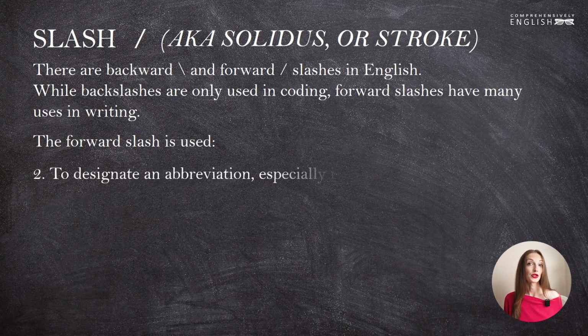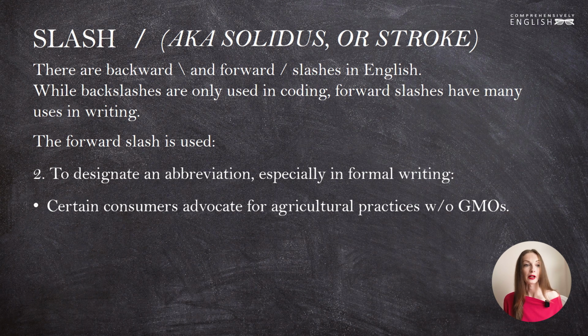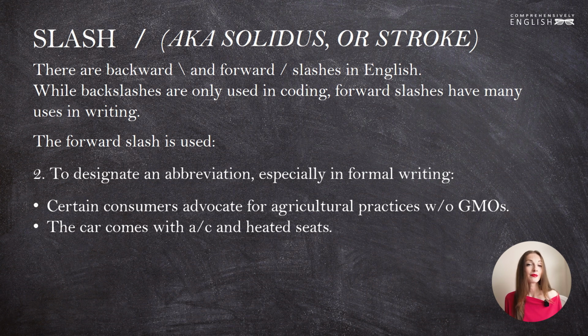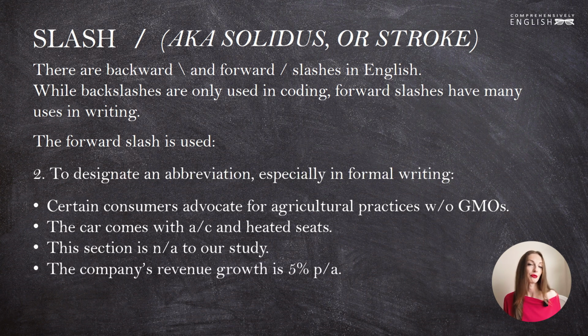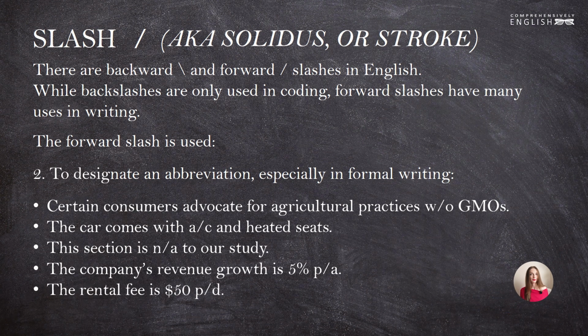The forward slash is also used to designate an abbreviation, especially in formal writing. Certain consumers advocate for agricultural practices w/o GMOs. W/O is an abbreviation for the word without. The car comes with A/C and heated seats. AC stands for air conditioning. This section is n/a to our study. The company's revenue growth is 5% p/a, and the rental fee is $50 p/d.